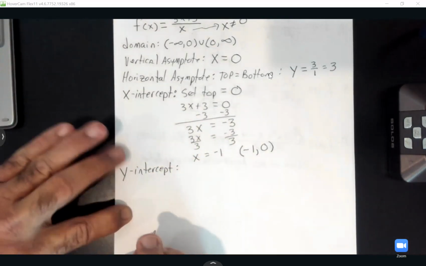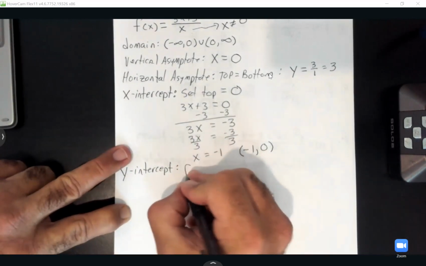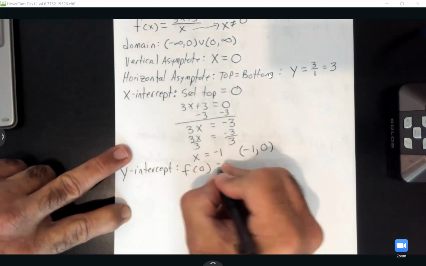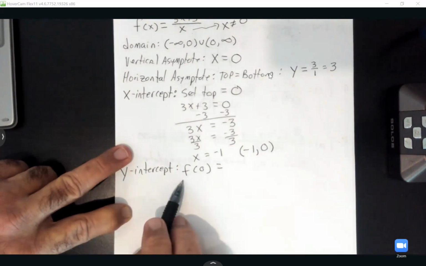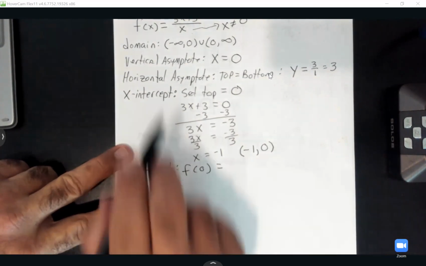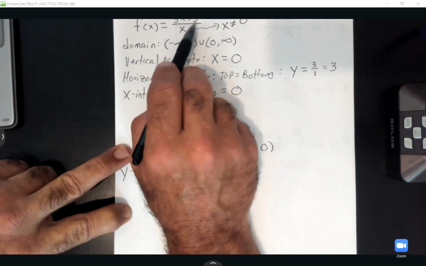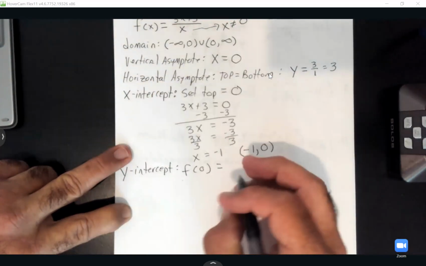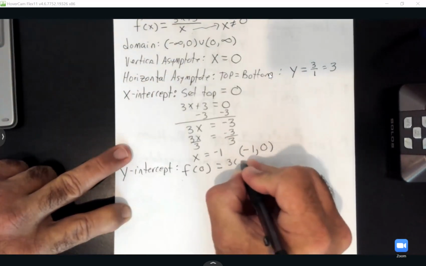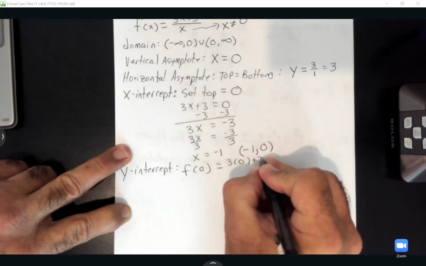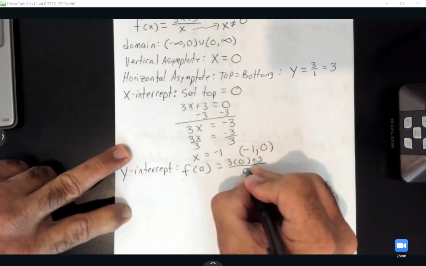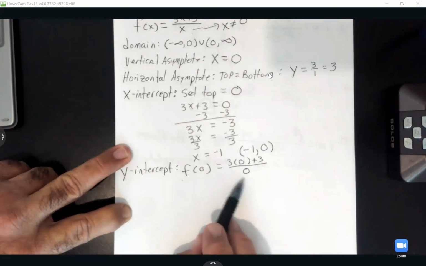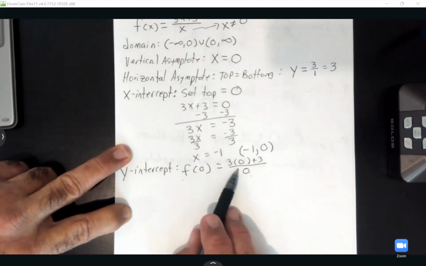All right, to find the y-intercept, I find f of 0. So remember, to find f of 0, I take my function, (3x plus 3) over x, and put a 0 in for the x's. So I get (3 times 0 plus 3) over 0. Y'all, I can't do that, can I? Because when I put a 0 in for the x, this thing is undefined.